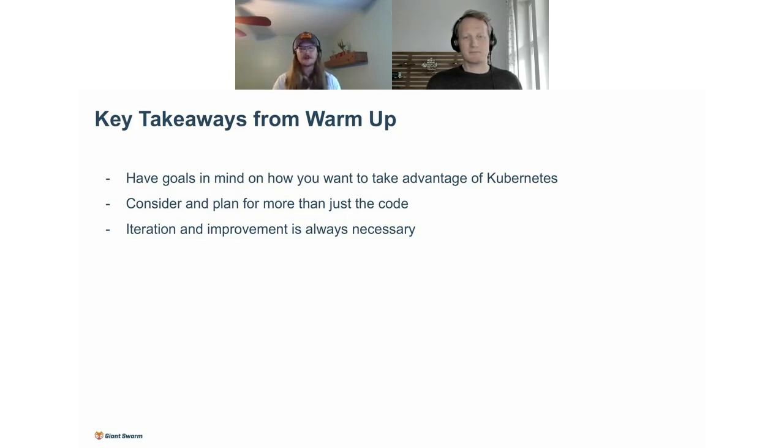What kind of pipeline do you want to build? What vendors do you want to use? But essentially looking at all of these options, what can I pick? What can I configure to be the most successful running on Kubernetes? And then the last takeaway from this is iteration and improvement is always going to be necessary.